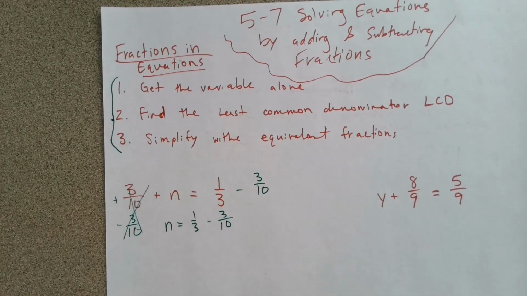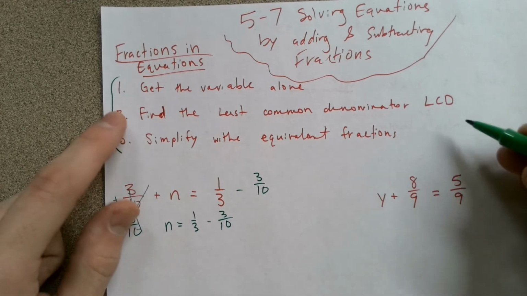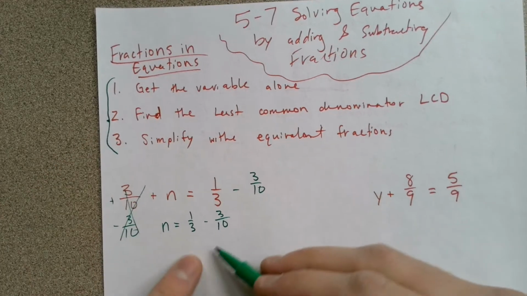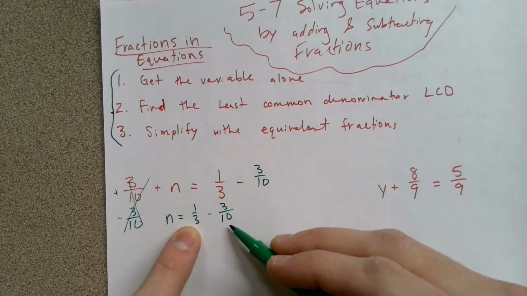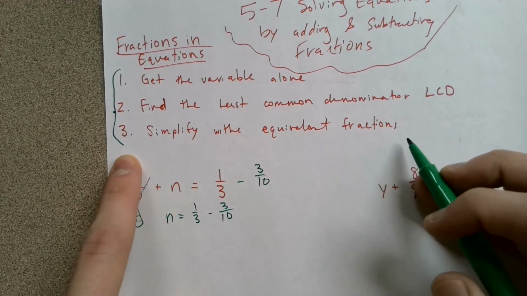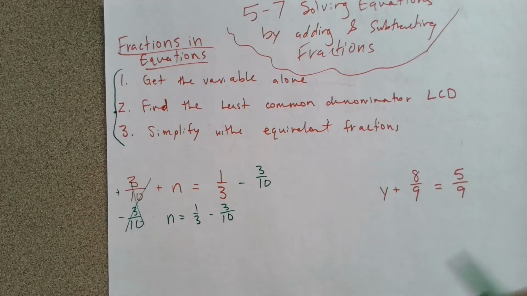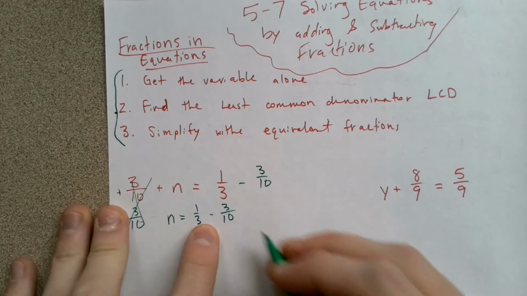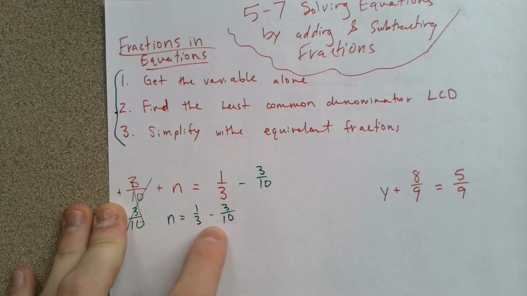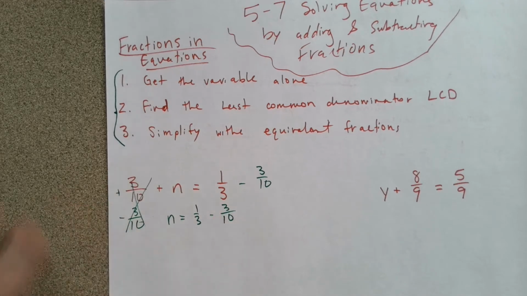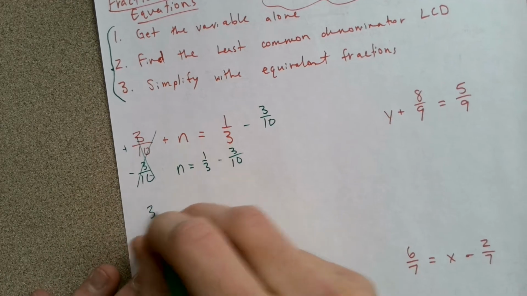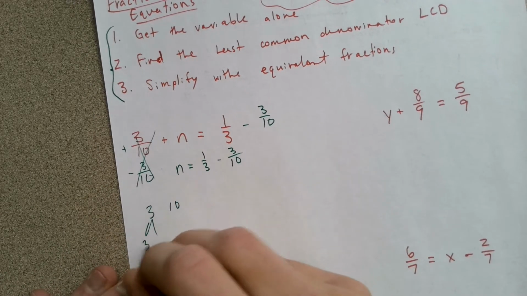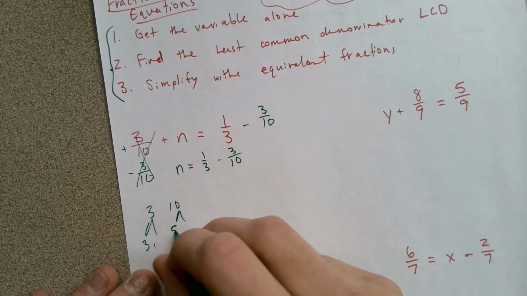Now, in order to do this subtraction problem easily, this is where we take our step 2. We find the least common denominator between our two denominators. And then we are going to simplify with equivalent fractions. An easy way to do this, usually you can just multiply these together. 3 times 10 would be a nice way to do that. I'm going to just break it down with the factor trees here, to give us the whole step. 3 and 1 here, and we got 5 and 2 there.